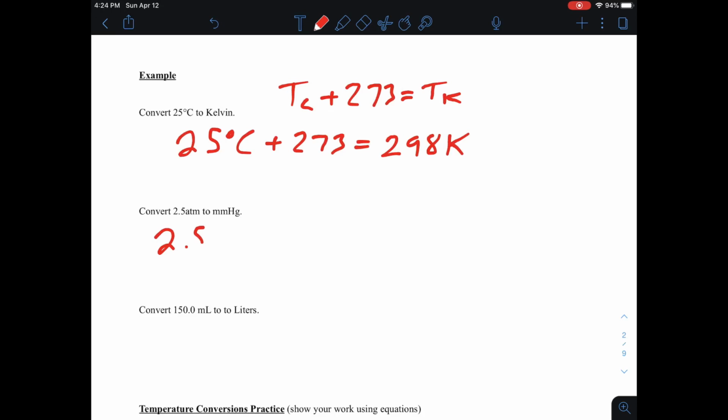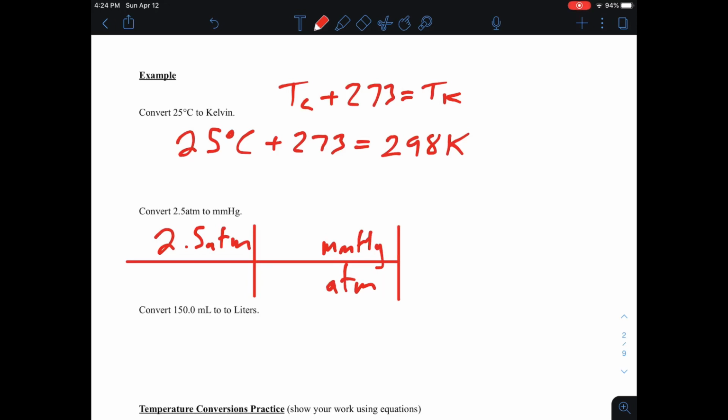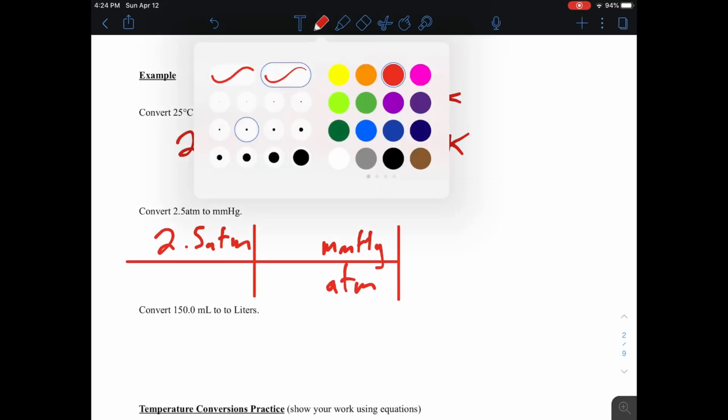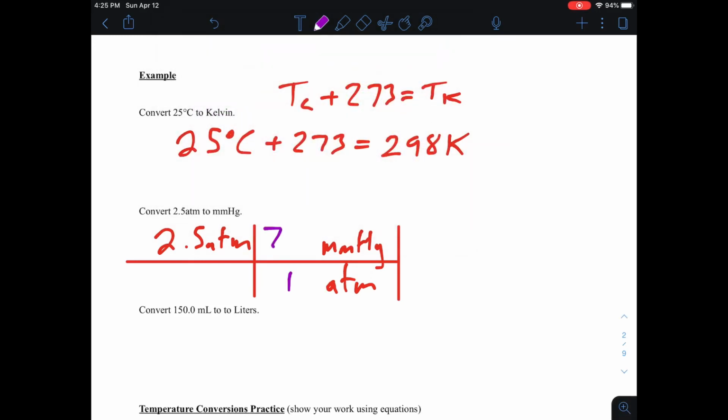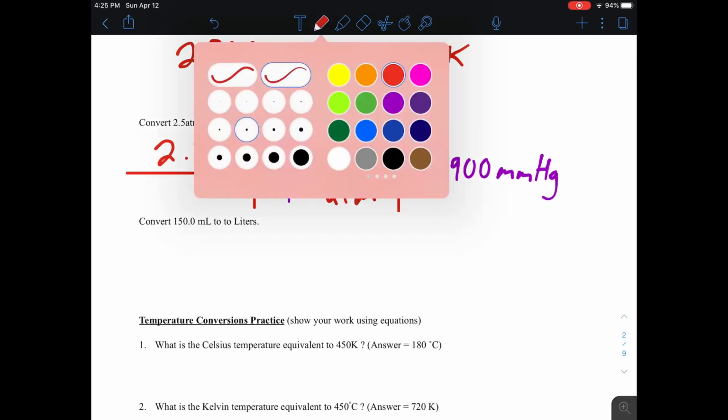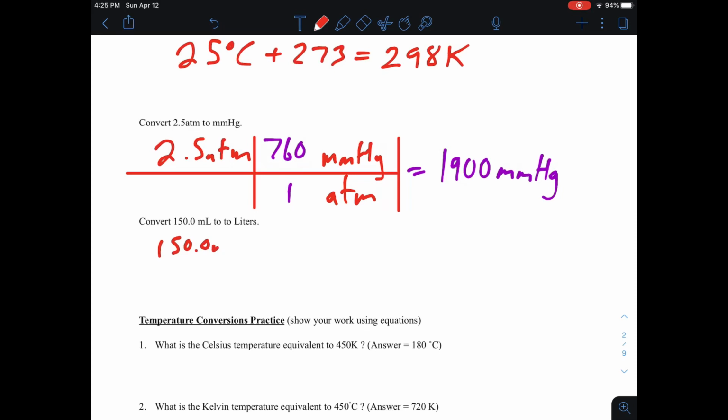Next one. For any sort of pressure conversion, we're going to use train tracks. Can you find the conversion factor from atmospheres to millimeters mercury using the conversion factors that were given to you on page 1? You should have found that 1 atmosphere is equal to 760 millimeters of mercury. So if we multiply those two, we get a pressure equal to 1900 millimeters of mercury. And now for a volume conversion, we have 150.0 milliliters. Don't forget that 0.0 because, we're talking sig figs are still at play here.